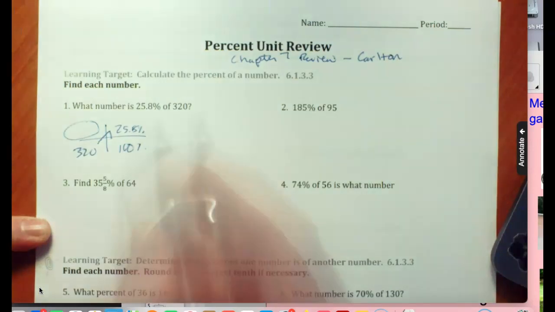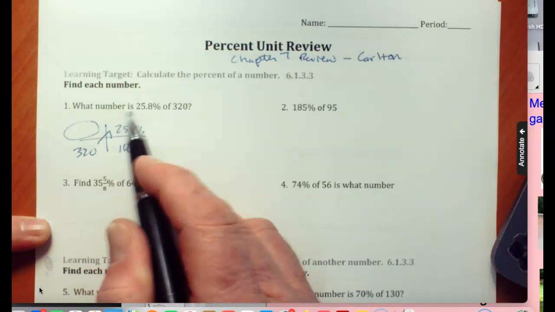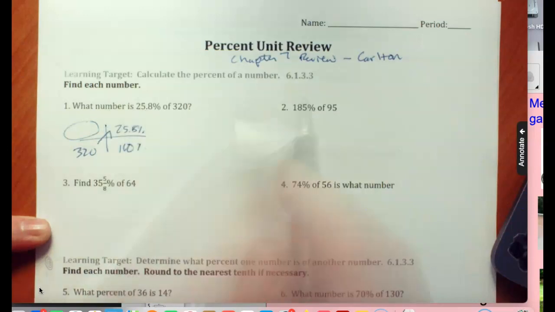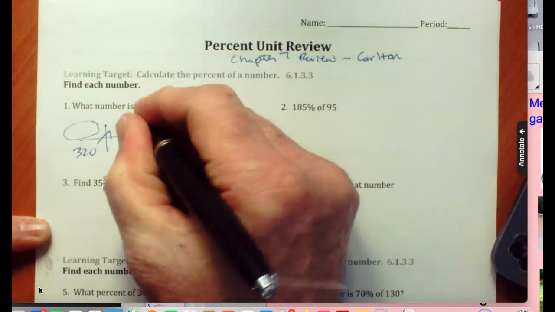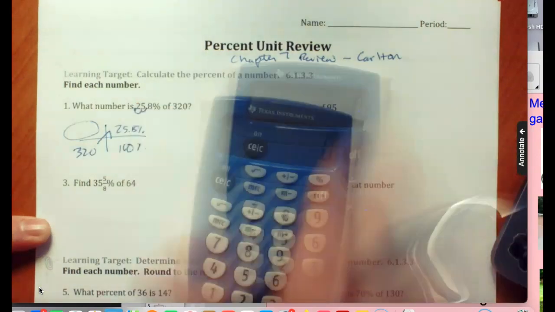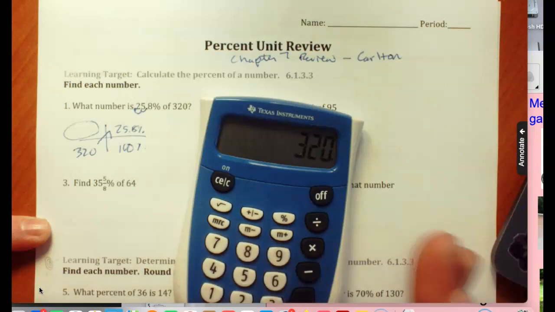A couple of different ways to do these problems. First of all, it says what number is 25.8% of 320? Well, you could just move the decimal two places like this. You're dividing by 100. You can put that in your calculator, 0.258 times 320. Now you put in a fraction of a number, right? So as long as you don't put in 100%, you're not going to get 320. It's got to be less than that. It's about a quarter of that. It's probably about 80.